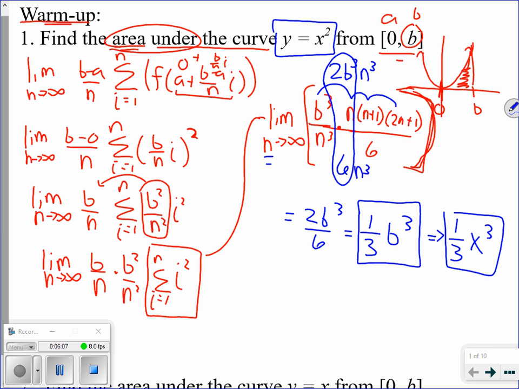What if I were to take the derivative of 1/3 x cubed? What would I be left with? The 3 comes down, so that would just be x to the power of 2. Wouldn't that just be back where I started?